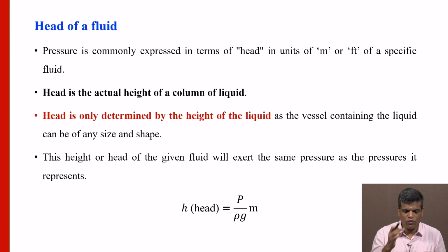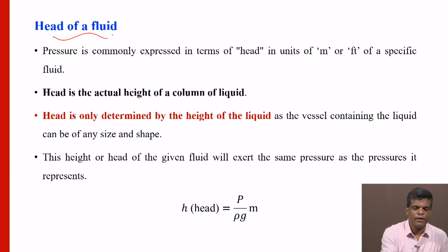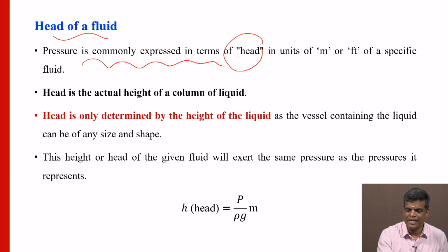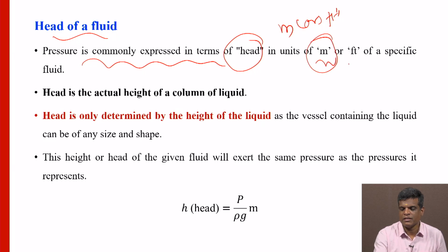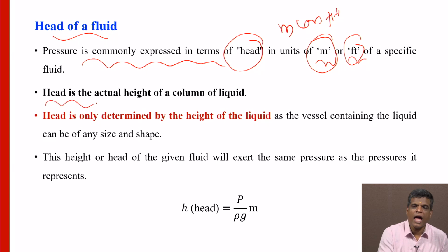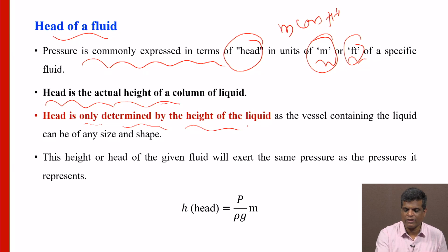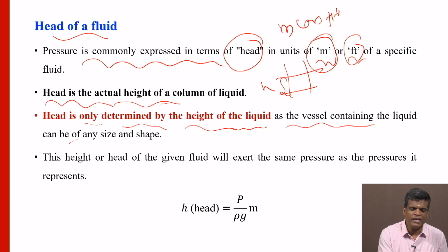So, what is the head of the fluid here? Pressure is commonly expressed in terms of head, and the unit is meter, or sometimes feet. The SI unit is meter, and the English unit is feet. What is head? Head is the actual height of the column of liquid. It is determined only by the height of the liquid. The vessel containing the liquid can be any size or shape, it does not matter.